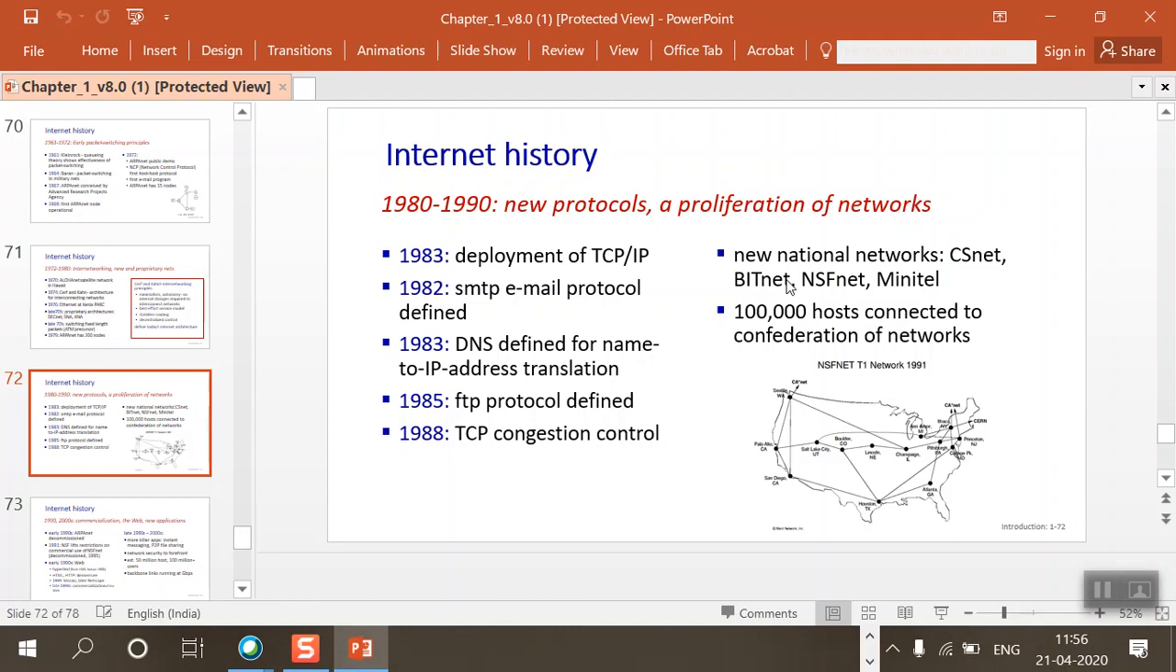And the difference between the previous decade and the next decade was that from 200 nodes, we had around 100,000, that would be 1 lakh or more hosts connected across the United States. New terminologies like NSFNet came into existence, BitNet, CSNet, and so on. Then we move on to the 90s and the 2000s.